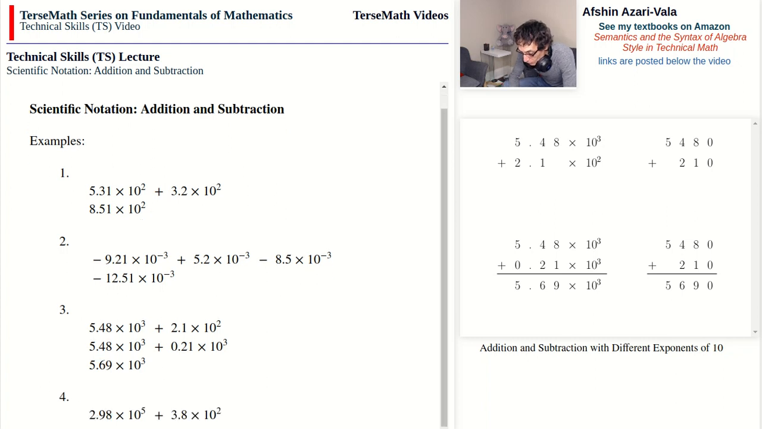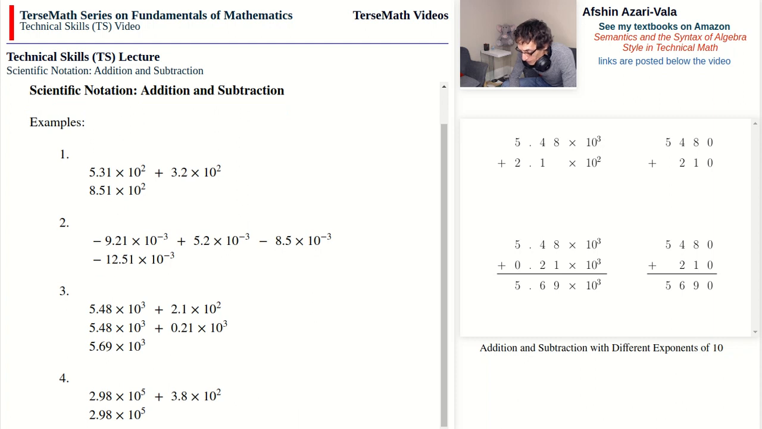Okay, problem number 4. Now here the difference between the exponents is larger. One is times 10 to the power of 5, and the other one is times 10 to the power of 2. So if I go with the largest exponent, then the first number stays the same. And as far as the second number goes, 2 will have to go up by 3 to match 5. And therefore decimal point moves back over 3 digits.